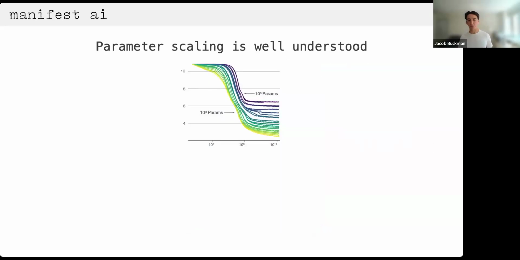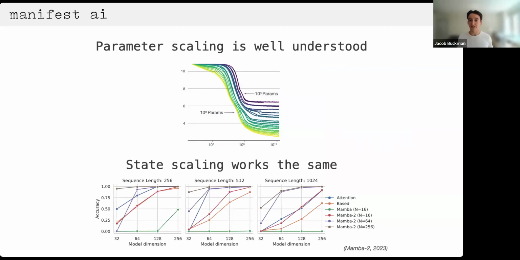So the reason why this breakdown is important is because while parameter scaling is very well understood, it turns out that state scaling is way less studied, but it actually works just the same. In fact, I couldn't find a nice, clean scaling law picture like we see above for state scaling. But we do see these results in, for example, Mamba, where increasing the size of the state tends to improve performance.